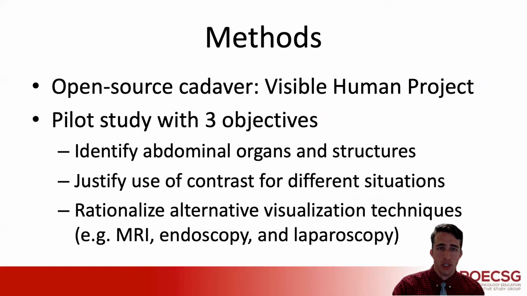What we did is we used an open source cadaver imaging set from the Visible Human project. This was a pilot study with 3 objectives: to identify abdominal organs and structures, to justify the use of contrast for different situations, and rationalize alternative visualization techniques such as MRI, endoscopy, and laparoscopy. These were predominantly preclinical medical students who participated.